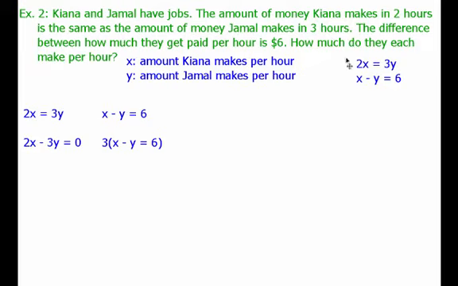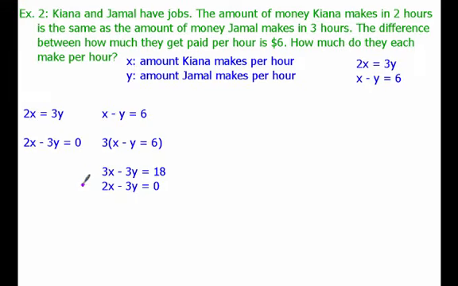I'm going to multiply this bottom equation by 3 so that my coefficients of y will match up. If I multiply it by 3, I get 3x minus 3y equals 18. All I did is I took this equation, multiplied it by 3, so now my y coefficients match up. I'm going to use elimination to solve this.